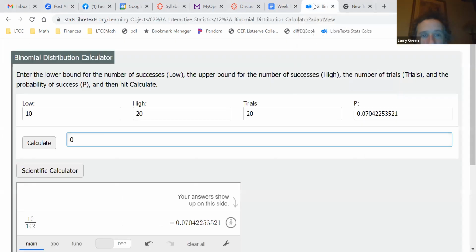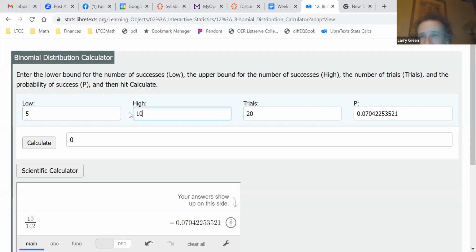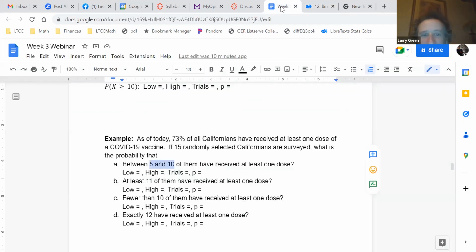Okay, so what we can do is we want the probability that between 5 and 10 of them have received at least one dose. What's the low? This is supposed to be easy. 5. What's the high? 10. Was that easy? It was supposed to be.